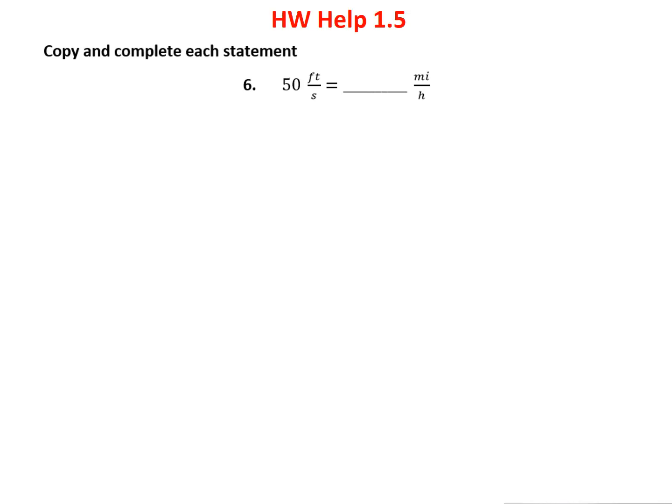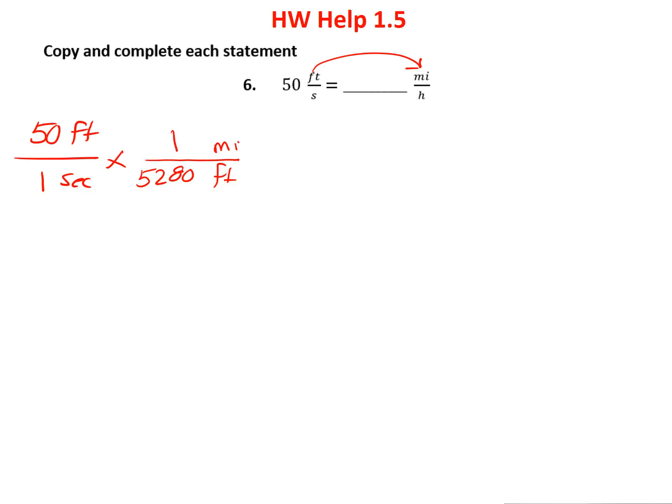Next one, and this is one of those that always shows up on a test, we want to go from feet per second to miles per hour or vice versa. So let's write it out here. 50 feet per 1 second. Okay? So first of all, we want to change feet to miles. And our first conversion factor, we want the miles on top and the feet on the bottom. Again, the feet will cancel out. And we know that there's 5,280 feet per 1 mile. So that conversion is going to convert feet to miles.